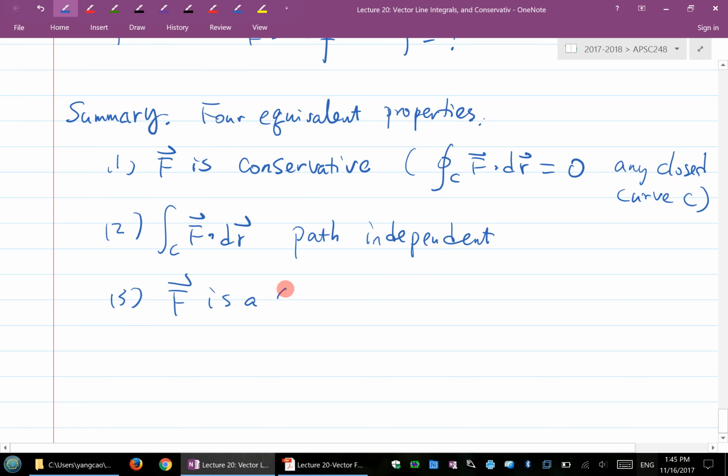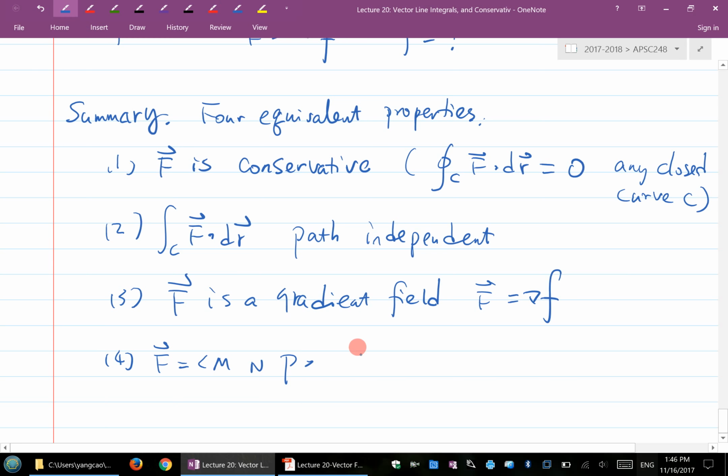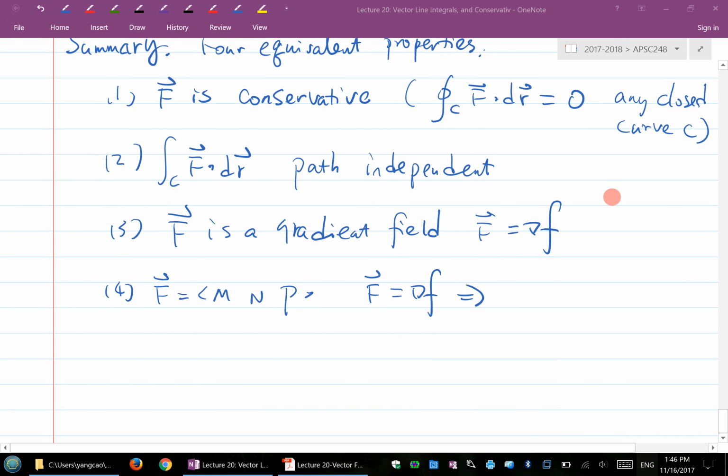Third, F is a gradient field. So if the vector field comes from the gradient operation of a scalar function, then it's naturally a conservative field. And the fourth statement here has more to do with the writing. So let's say your F is M, N, P. Then this F will yield an expression like this.